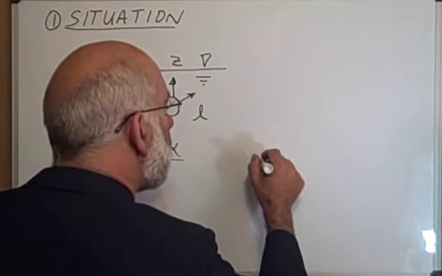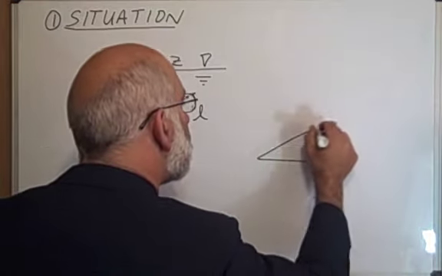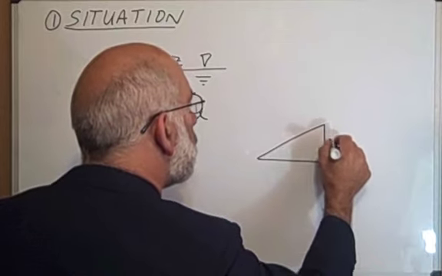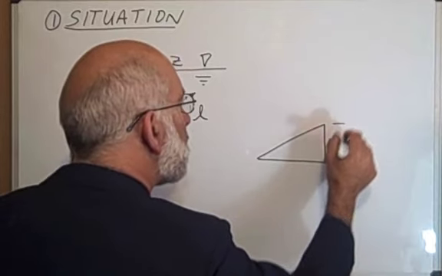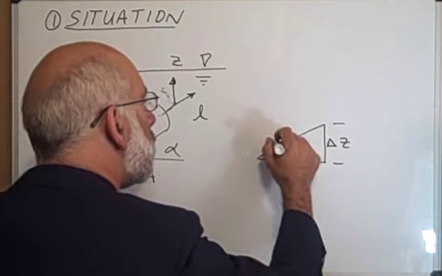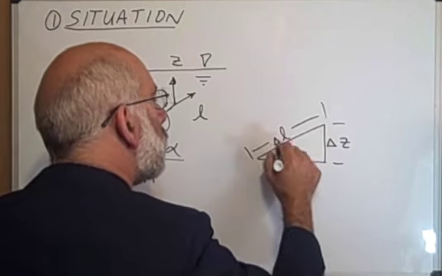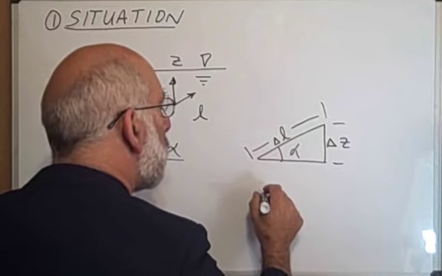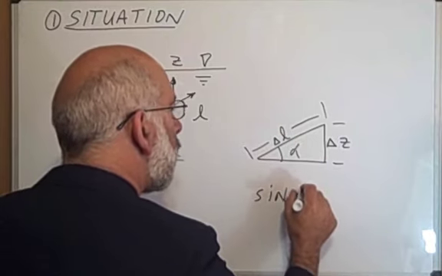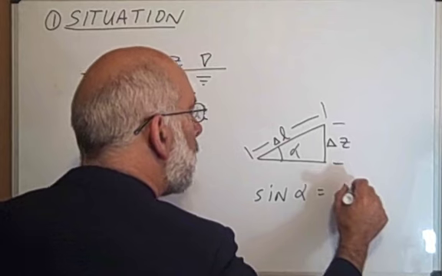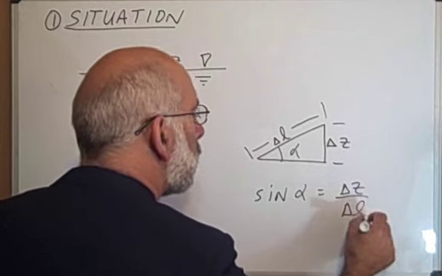If we draw a little triangle, this will turn out to be useful in the derivation. This distance is delta Z, change in elevation. This distance is delta L, the length of the particle. This angle is alpha. We can write sine alpha equals delta Z over delta L.